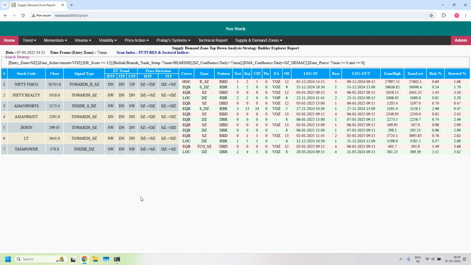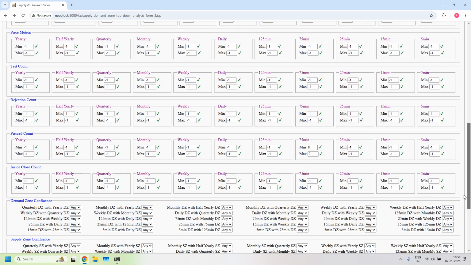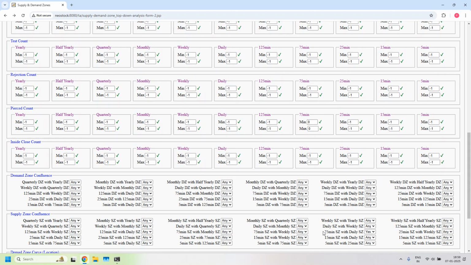Okay, next we will look for LTF, ITF and HTF supply zone confluence, all the 3. So I am removing the EMA filter. In the supply zone confluence, we should set 3 filters. First filter is already enabled, that is 75 with daily supply zone confluence. Second filter, 75 minute supply zone with weekly supply zone confluence. Third filter, daily supply zone with weekly supply zone confluence.